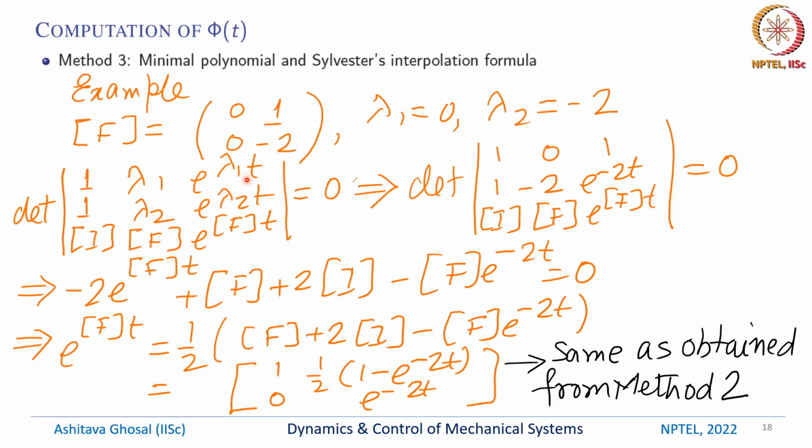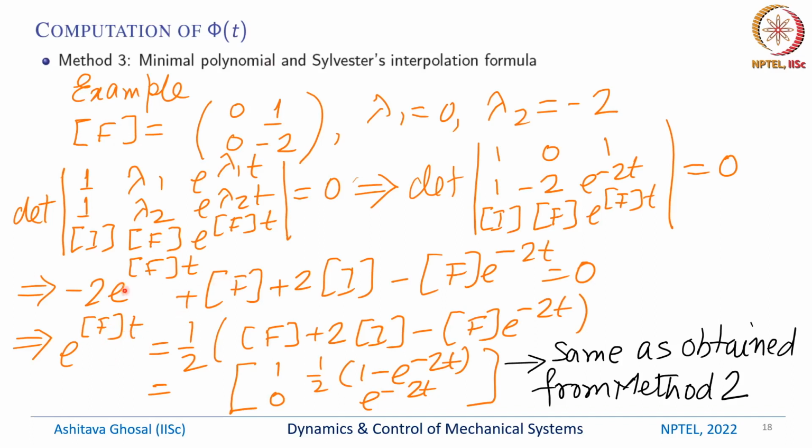The third column is e to the power lambda 1t, e to the power lambda 2t, and e to the power ft. So the determinant of this equal to 0 can be simplified by substituting what is lambda 1 and lambda 2. So we have 1, 1, identity matrix, 0, minus 2, F matrix, 1, e to the power minus 2t and e to the power ft equal to 0. So if you expand this, we will get minus 2 e to the power ft plus F plus 2 into identity matrix minus F e to the power minus 2t equal to 0, which will further simplify as follows.